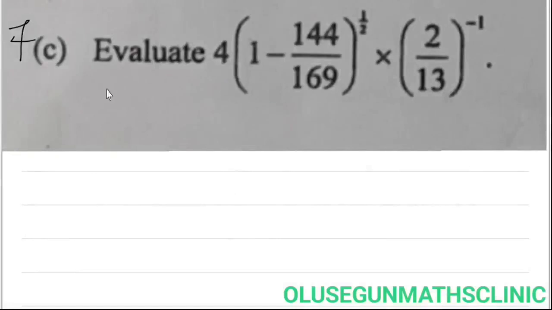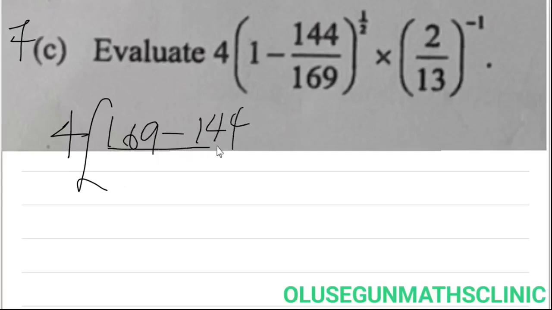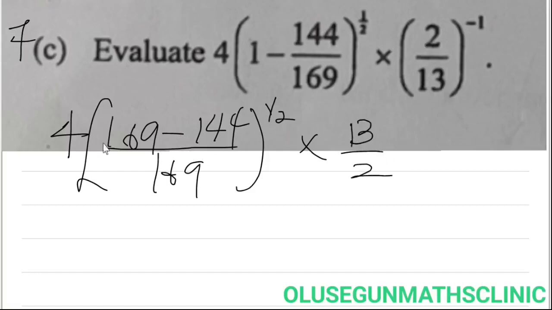This is question 7c. The first thing you do here is find the xm for this, which is 169. So 169 will multiply this. You will just write it in the form 169 minus 144, divided by 169, all raised to power half, times the reciprocal, which means 13 over 2. That's it. So when you subtract this, we have 4.